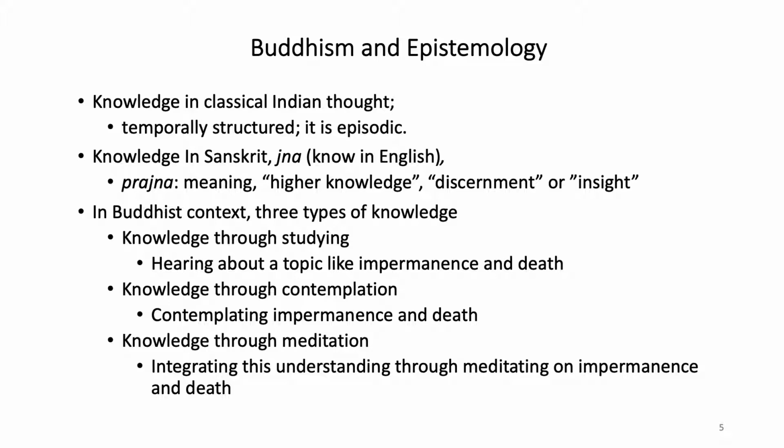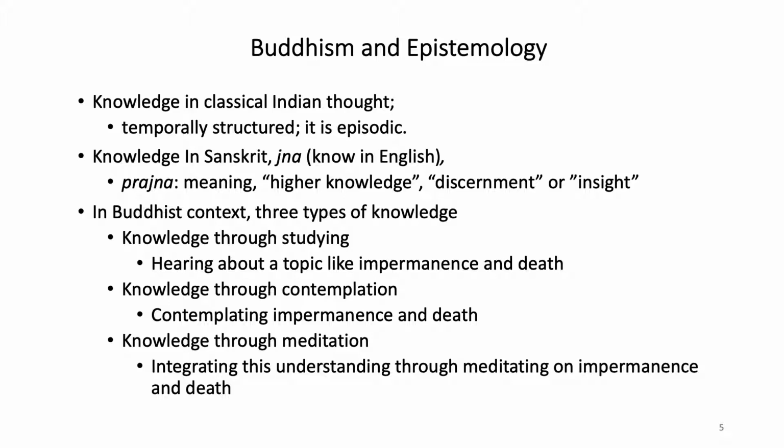In a Buddhist context, this important notion is divided into three types based on the source from which it derives. One is knowledge through studying. Second, knowledge through contemplation. Third, knowledge through meditation. These are the three types of knowledge. Each of these three types reflects a different level of knowledge.